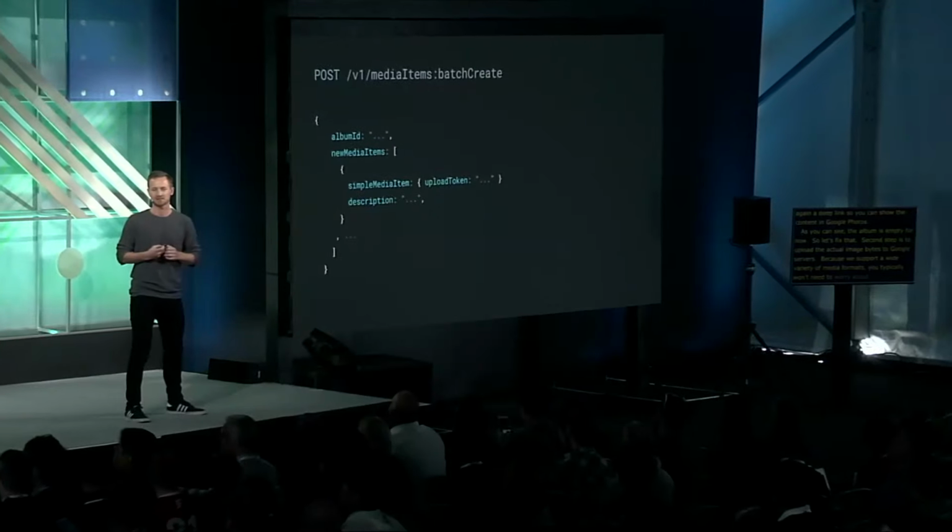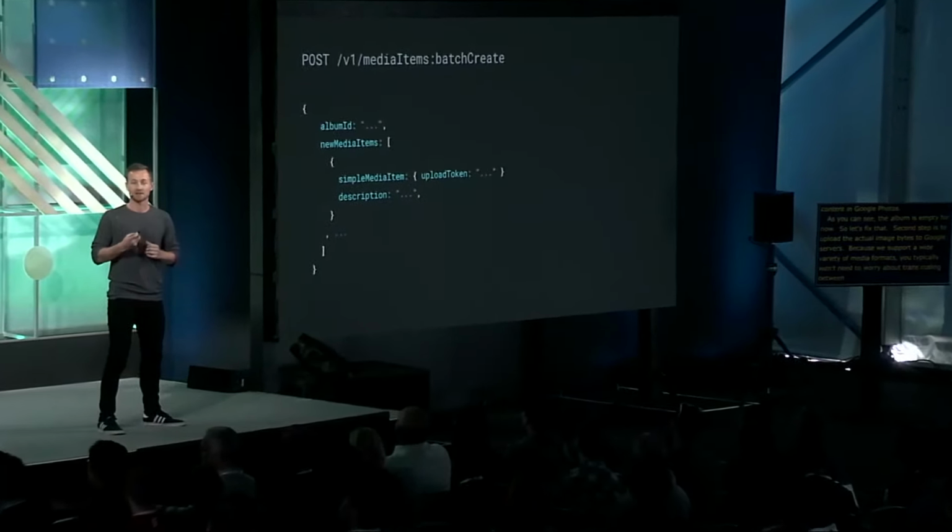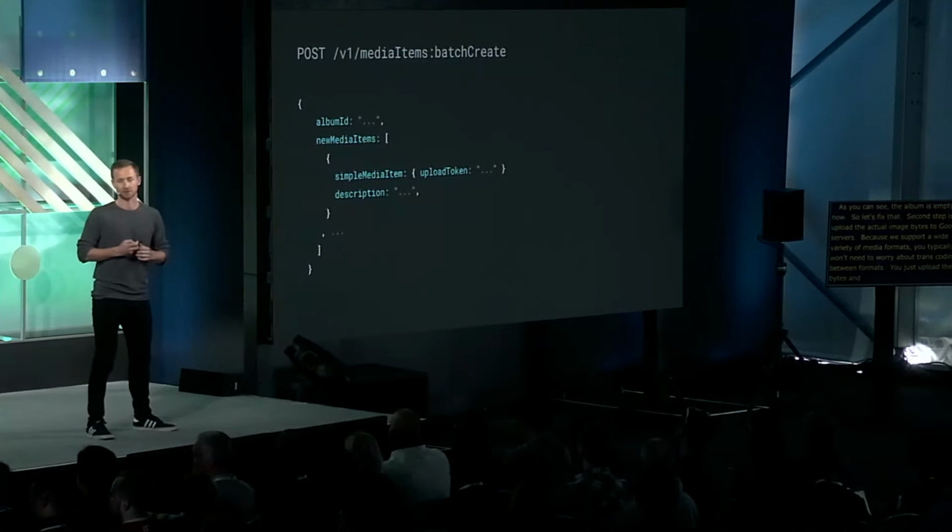Second step is to upload the actual image bytes to Google's servers. Because we support a wide variety of media formats, you typically won't need to worry about transcoding between formats. You just upload the bytes, and the service will give you back an upload token. And we'll use it here in the create media item call, as you can see. We'll also fill in the album ID that we just created.